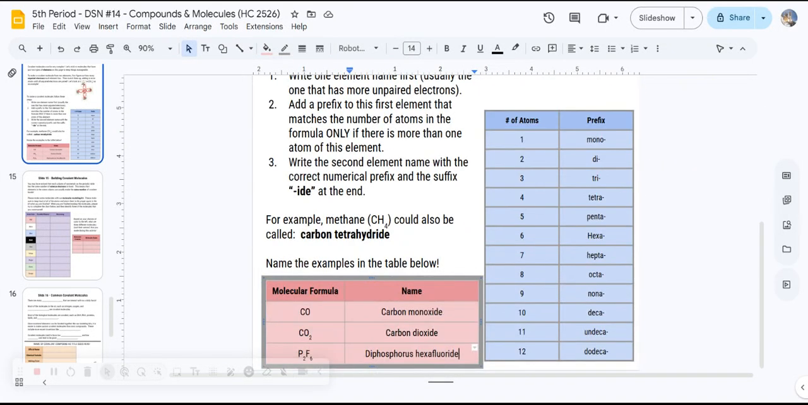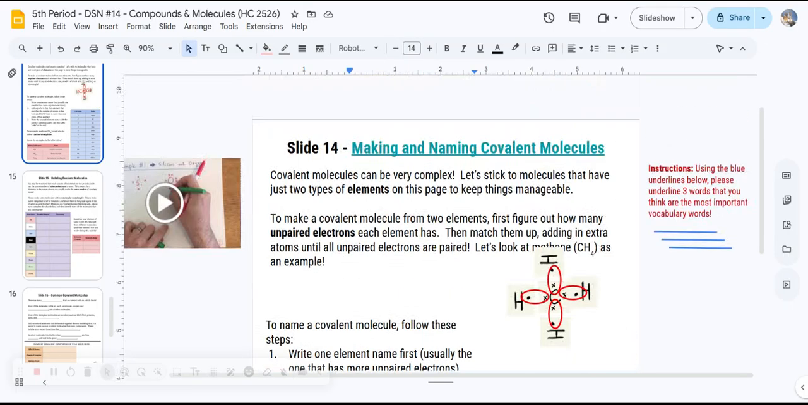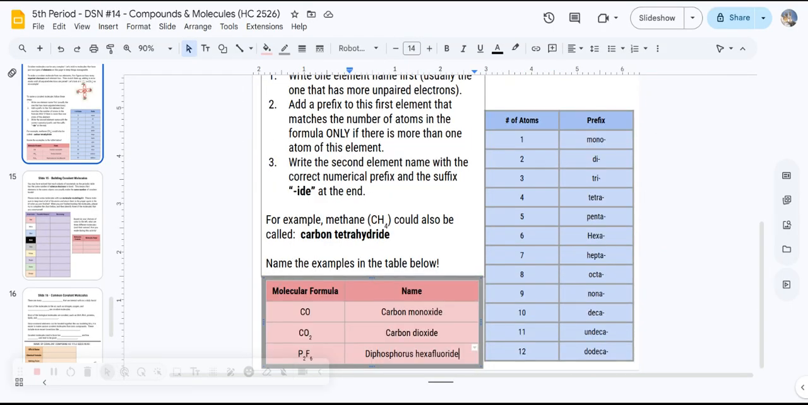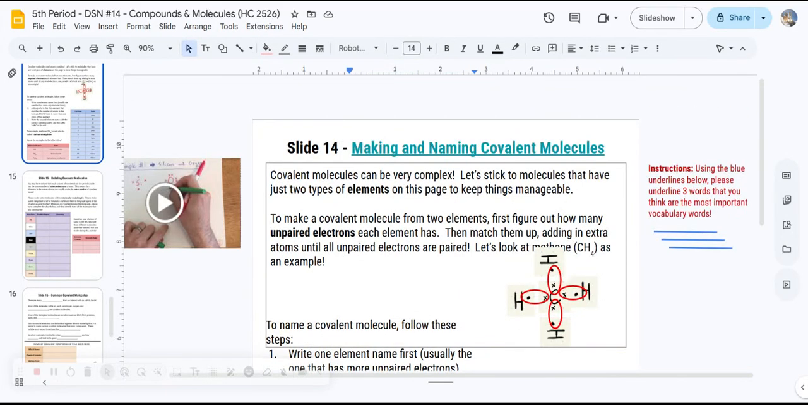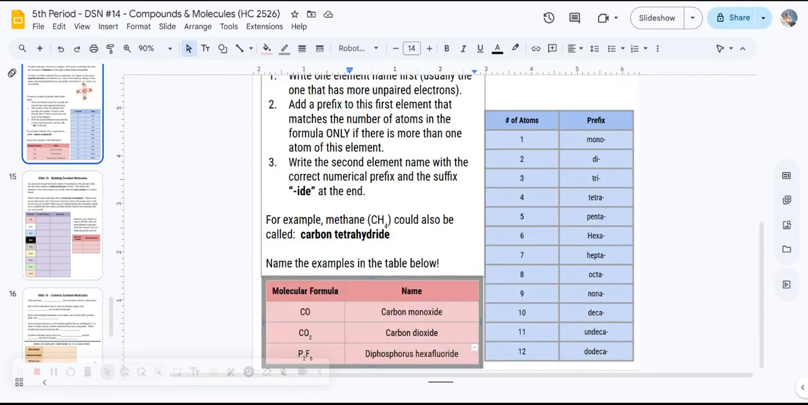Okay, hopefully this is enough to help you understand both how we make the structure of a covalent molecule, and then how we actually name them once we have that formula. So CH4 could be called carbon tetrahydride if we didn't know that it was also called methane.